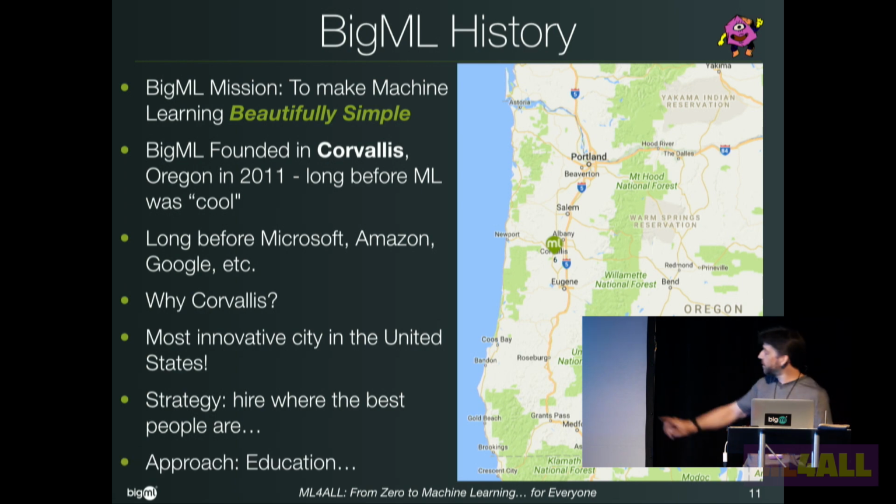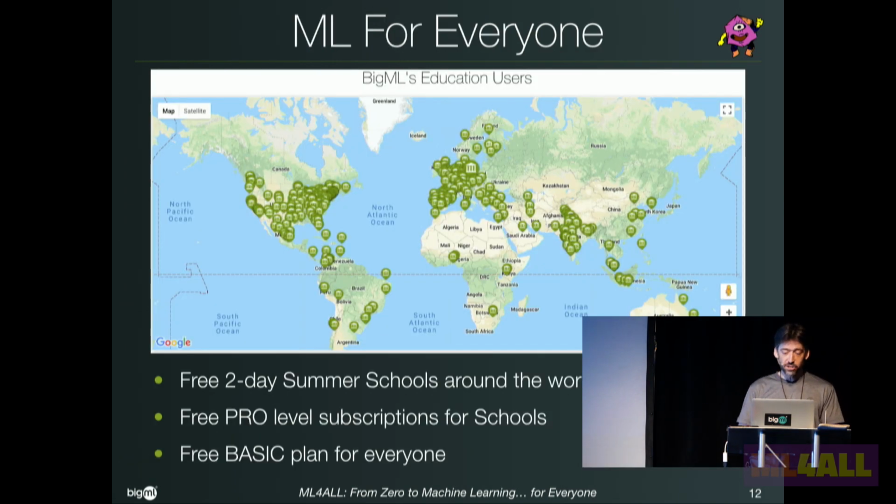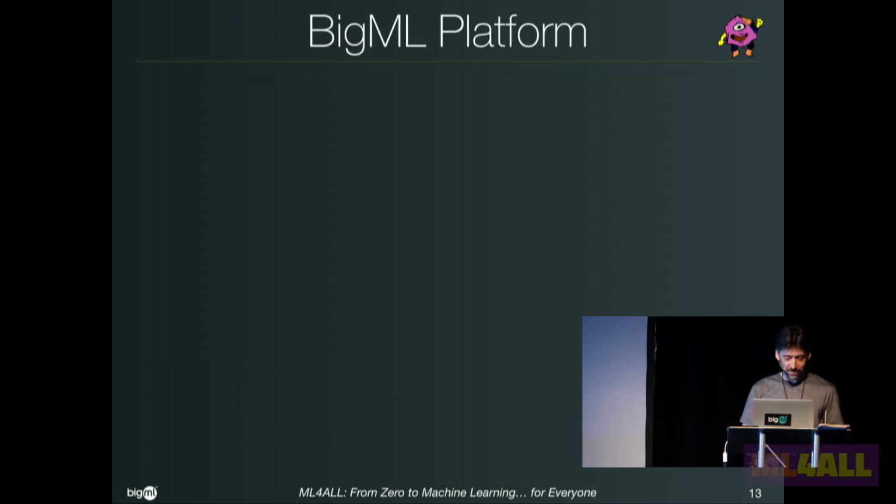Our secondary strategy and the approach side is on education. So we actually make machine learning for everyone. This is our goal, and so we focus on education. One way to do that is these free 2-day summer schools around the world where we actually talk all about machine learning and how to do it. We give out free pro-level subscriptions to all schools and universities and a free basic plan for everyone. So on the other slide where the machine learning service had dollar signs, ours would be no dollar signs. It doesn't have to be that way. It's just the big players that are trying to charge you too much.